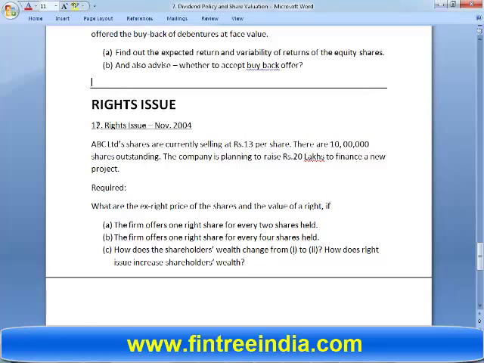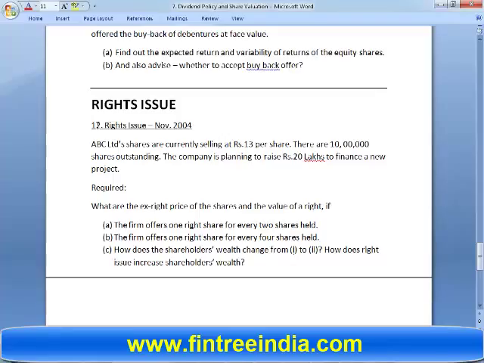What is a rights issue? An issue subsequent to the first issue. Which means if you already have 1 lakh shares and you want to again issue a fresh set of shares, then we'll call it a rights issue. Now, why does a rights issue happen?